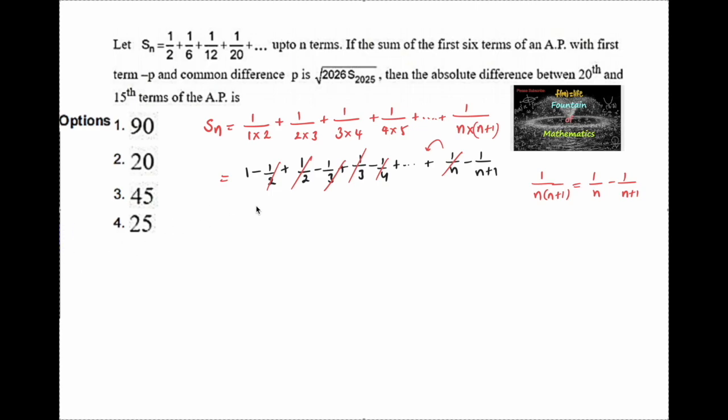We can write Sn is equal to 1 minus 1 upon n plus 1. That is n plus 1 minus 1 divided by n plus 1, that is n upon n plus 1.